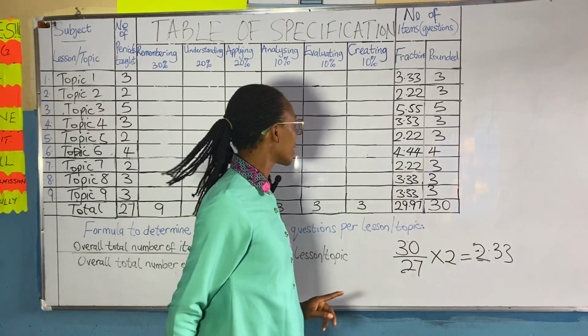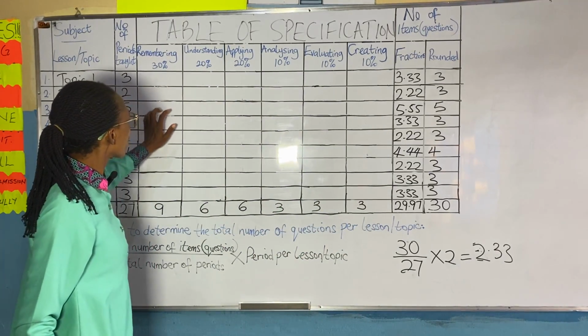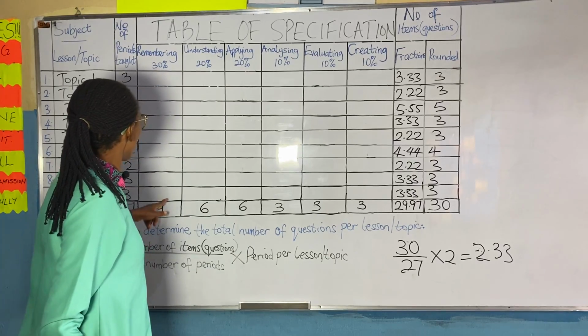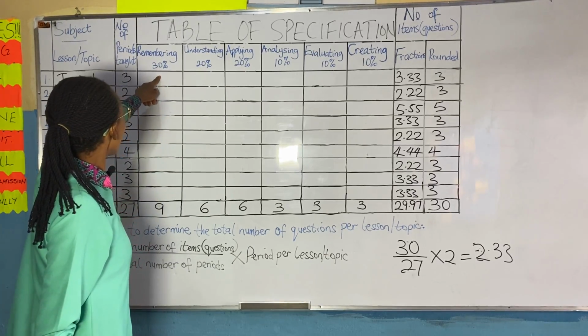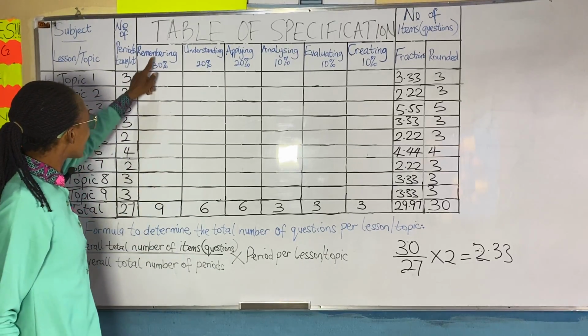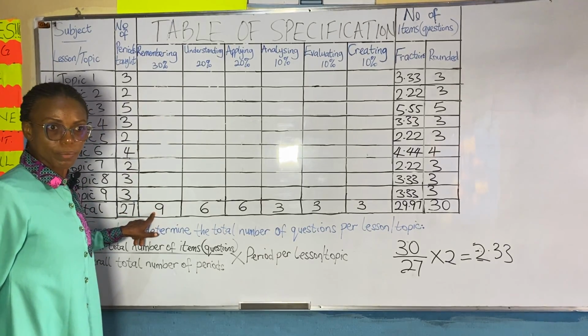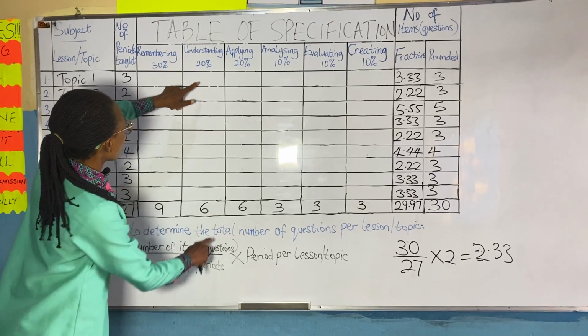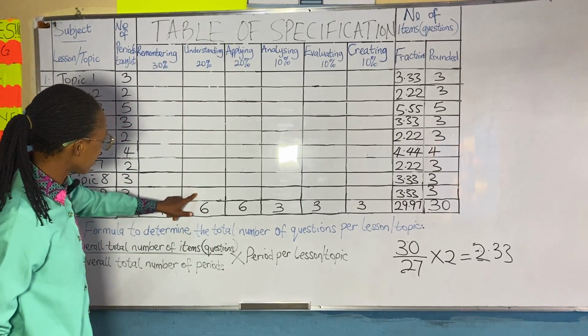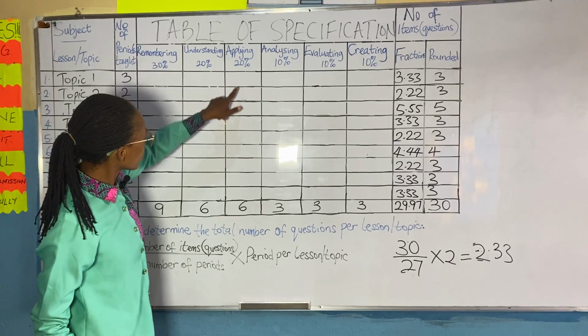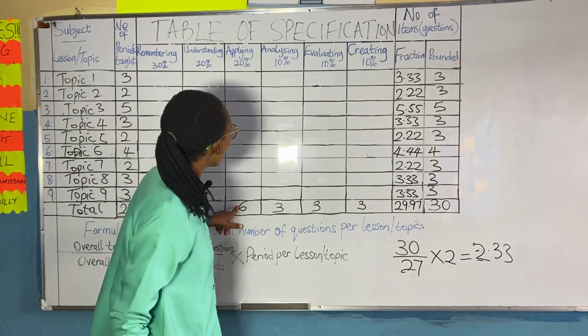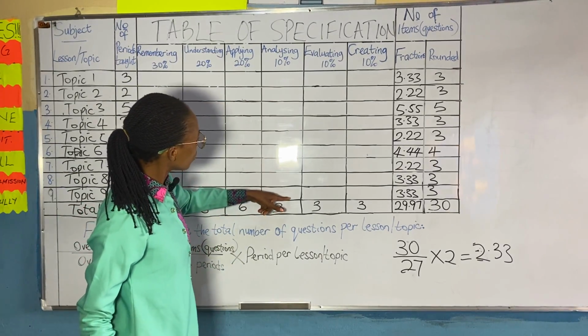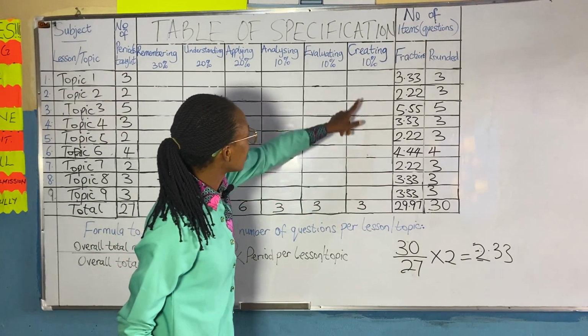What does that tell you? That tells you that for every question you will set, you shouldn't have more than 9 questions under remembering. You shouldn't have more than 6 questions in this level. You shouldn't have more than 3 questions in this level, 3 in this level, 3 in this level.